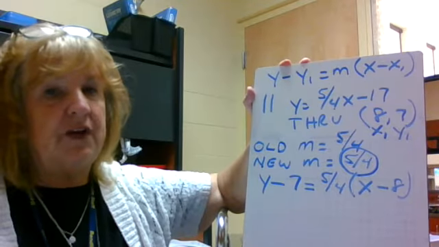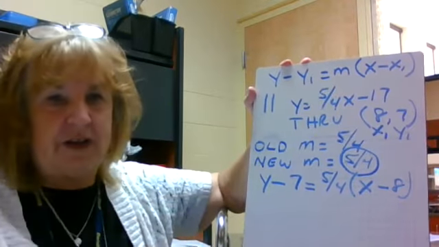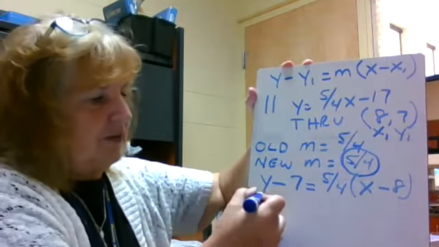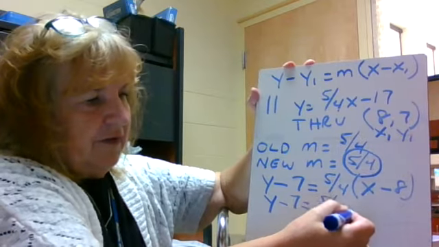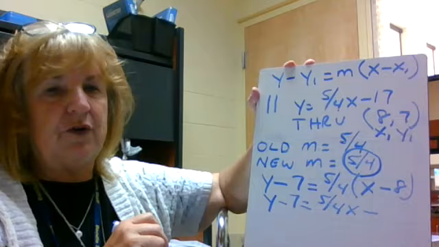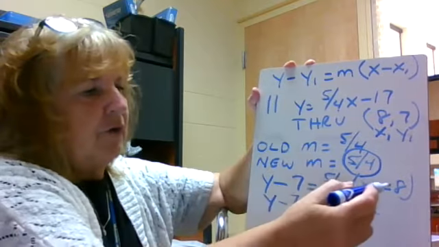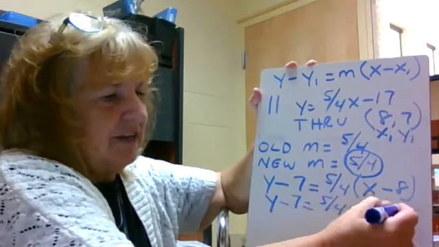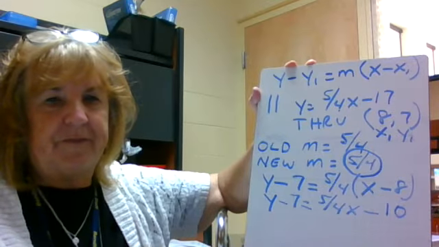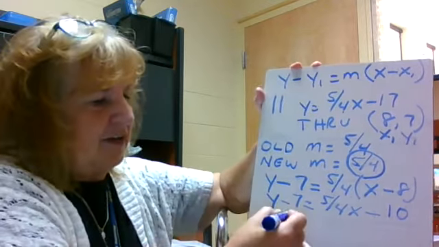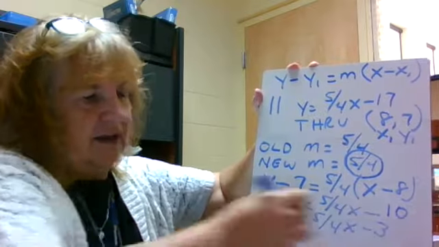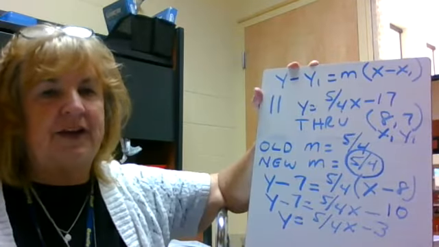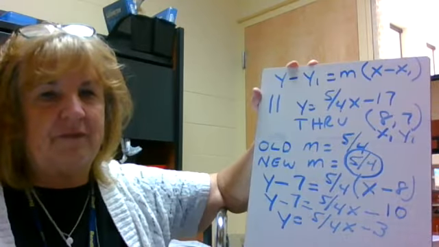And the direction said to put it in slope intercept form. So that means we have to rewrite this. So we're going to get rid of the parentheses first. Just basic algebra here. And again, using your basic math, 5/4 times 8 is 10. Now we add the 7. And we get 5/4x minus 3. That is slope-intercept form.